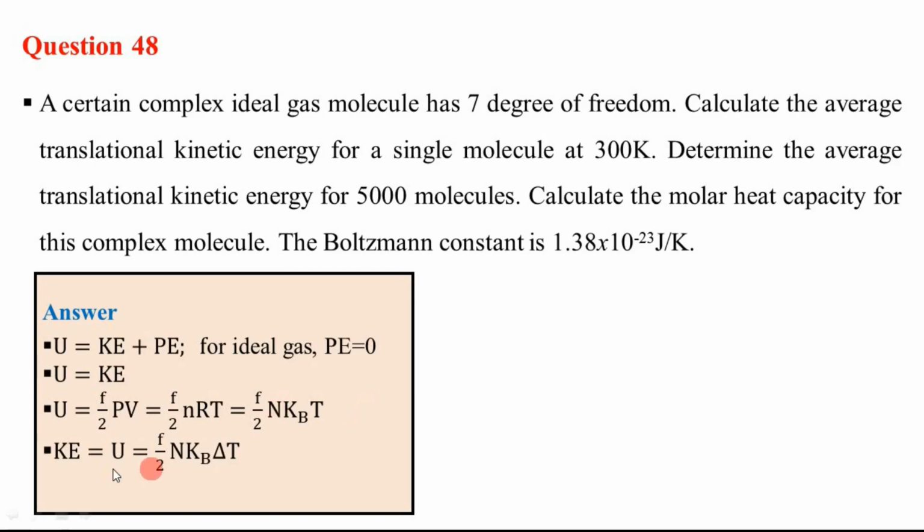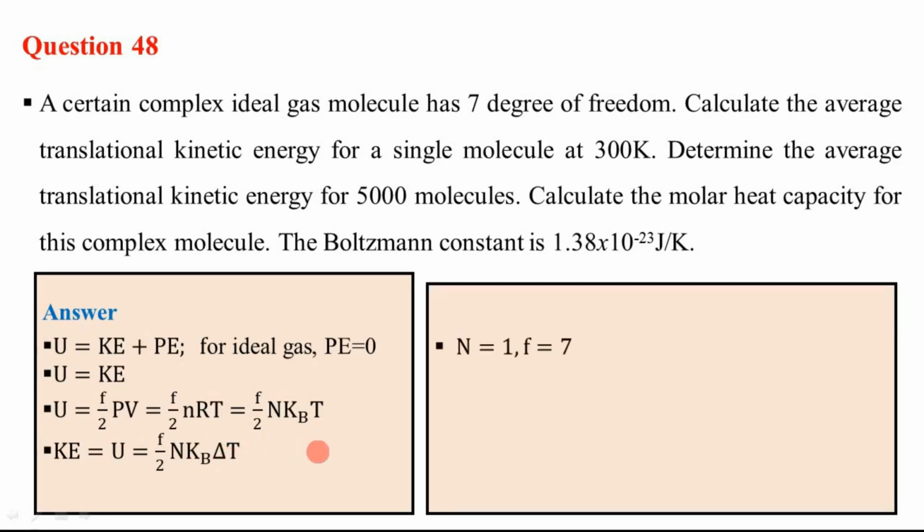That means the kinetic energy is equal to the internal energy, which is F over 2 n k_B delta T. Here we are using the temperature because we have only the 300 Kelvin. Then we can progress and calculate what N is. N is the number of molecules. In the first question they are asking to determine the translational kinetic energy. Calculate the average translational kinetic energy for a single molecule. That means N will be equal to 1 for a single molecule, and F is equal to 7.